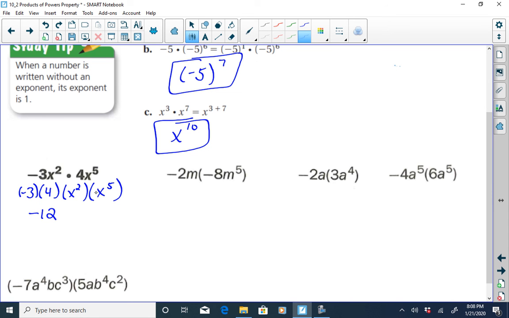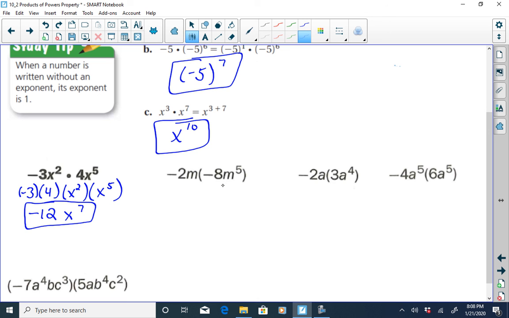And here we're going to be using that product of powers property where we're multiplying powers with the same base. We add the exponents. So that's going to be x to the second times x to the fifth. That's going to be x to the seventh power. So the product here is going to be negative 12 times x to the seventh power.